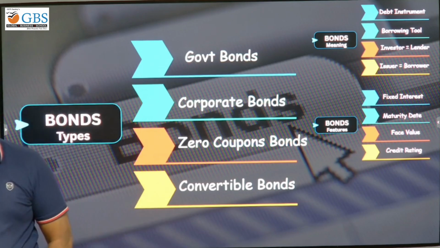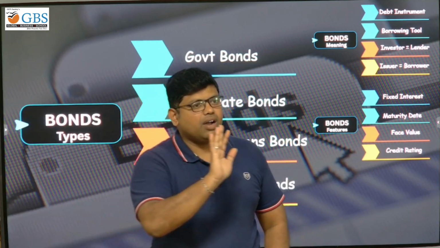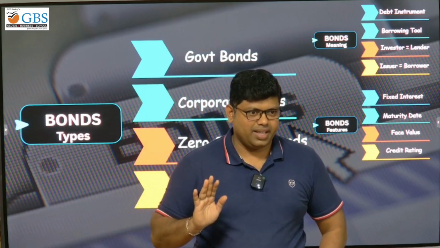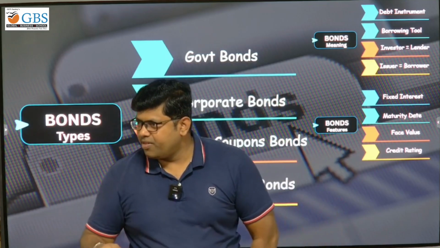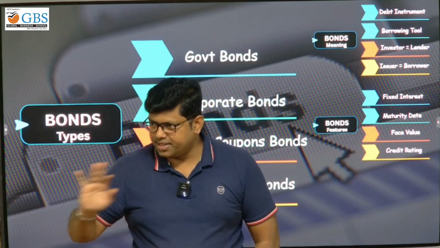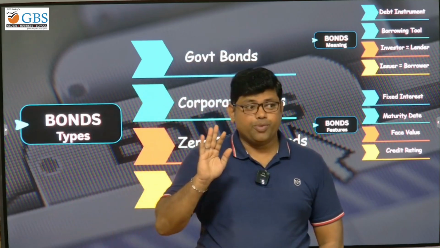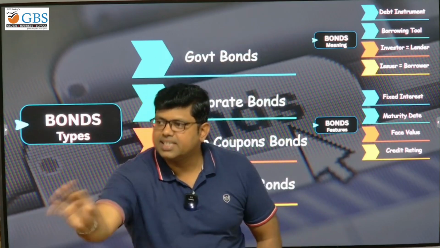Zero coupon bond. Zero coupon bond means no interest. Face value 100 rupees bond. So now I am issuing a zero coupon bond in which there will be no interest. No interest. But the face value is 100 rupees. I am issuing at 70 rupees.